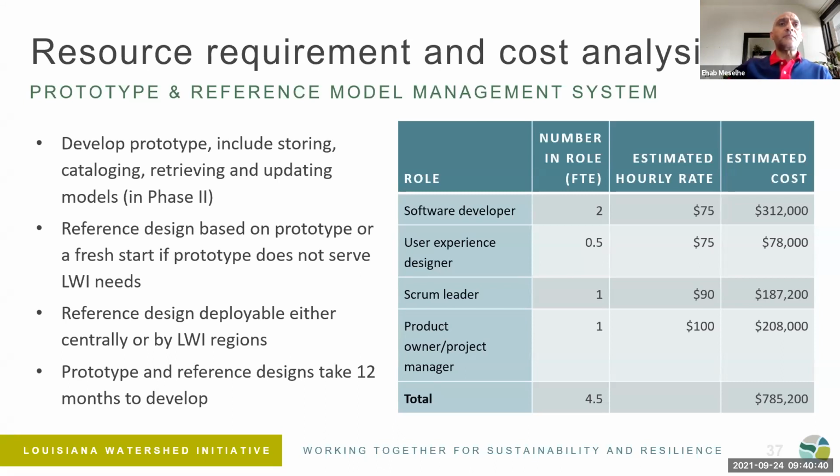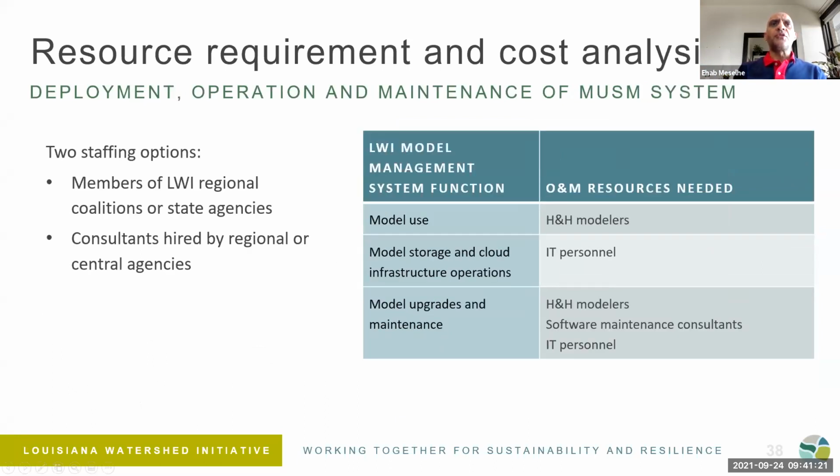It will be a good phase to include also a beta testing group, which will include membership from all 8 regions, as well as state and federal agency representatives, to do early testing and give input into the attributes and the features of that prototype and reference model that will be developed. The estimated cost for that, as you can see on the screen, is just shy of $800,000, and it should be done within a 12-month period. So that's the development component. Next slide, please.